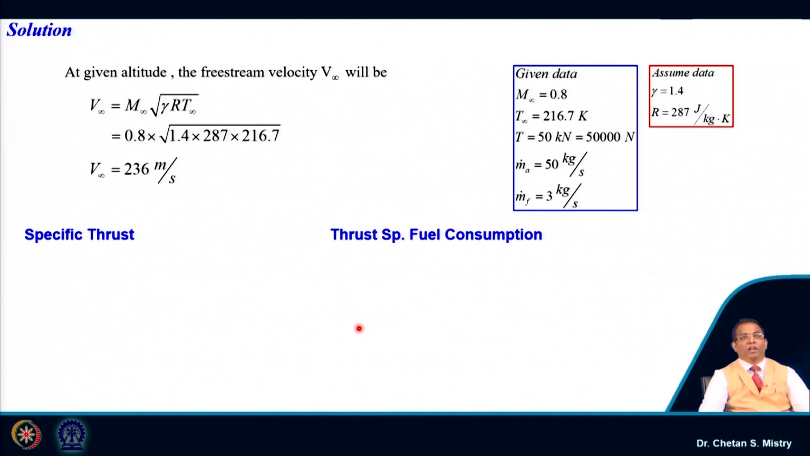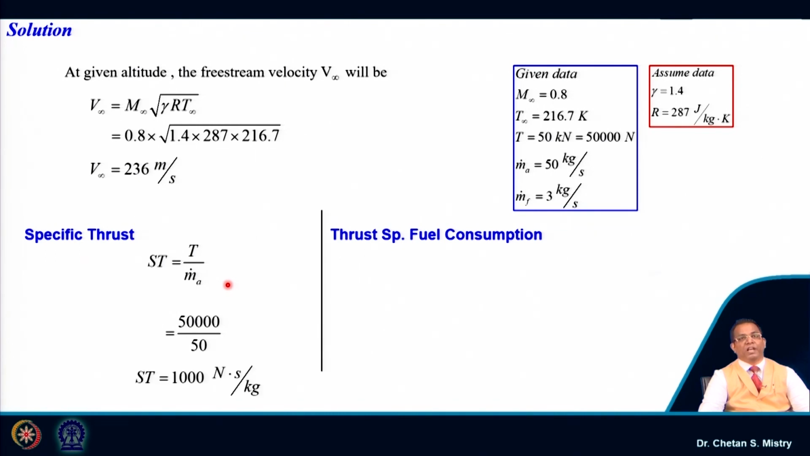Now, the specific thrust is also one of the ways to estimate the performance of the engine. We define it as thrust divided by the mass flow rate of air. Here the thrust is given as 50 kilonewton, divided by my air flow rate of 50 kg per second. That is how I get my specific thrust to be 1000 Newton second per kg. Be careful about the unit write up.